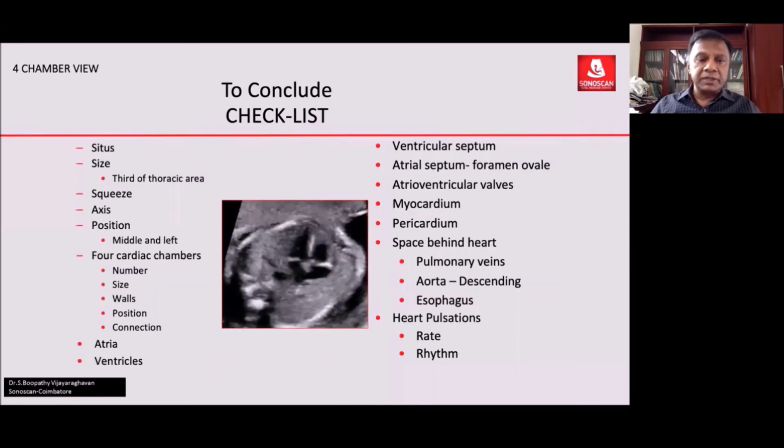Then proceed on to pattern recognition, pick up one abnormality as the lead point, then go for an extended examination or a sequential segmental analysis and arrive at a final diagnosis.